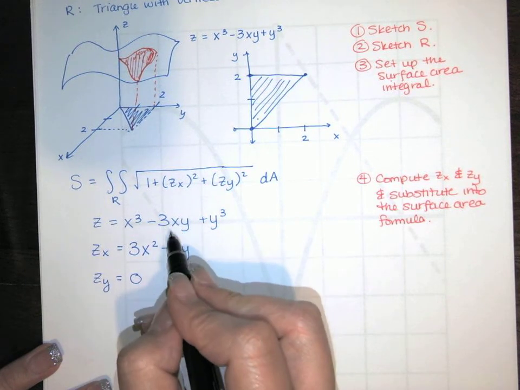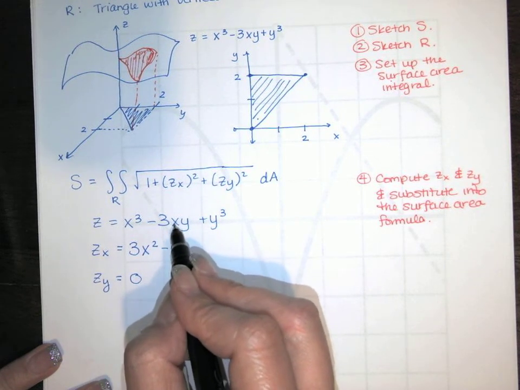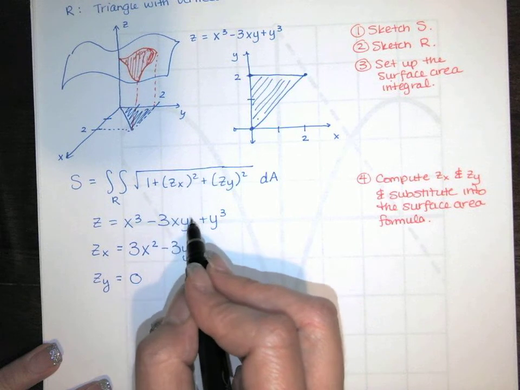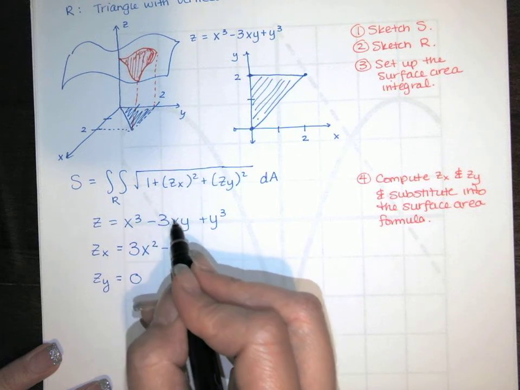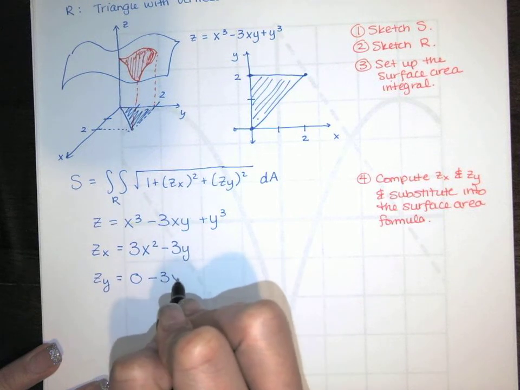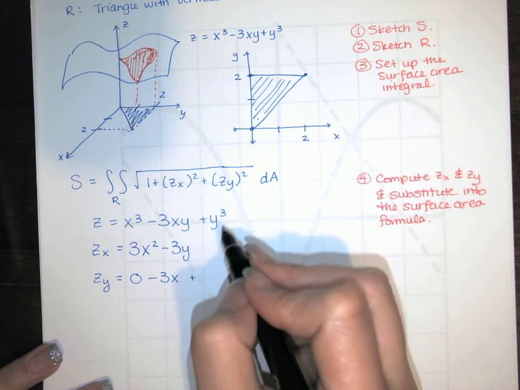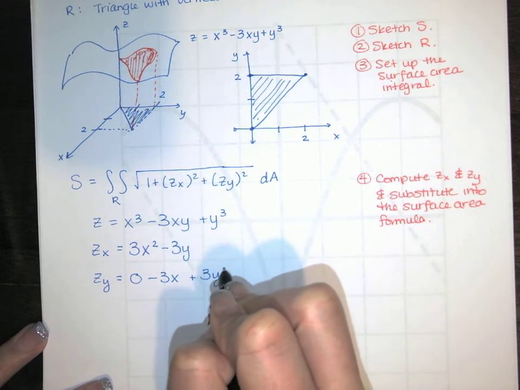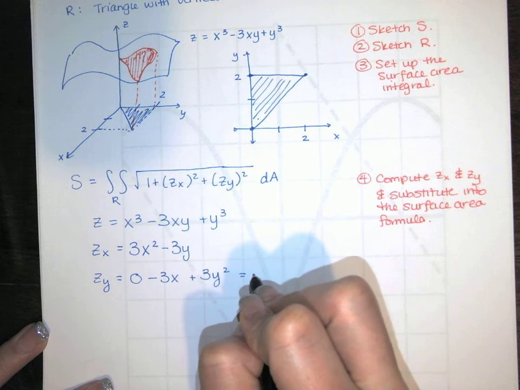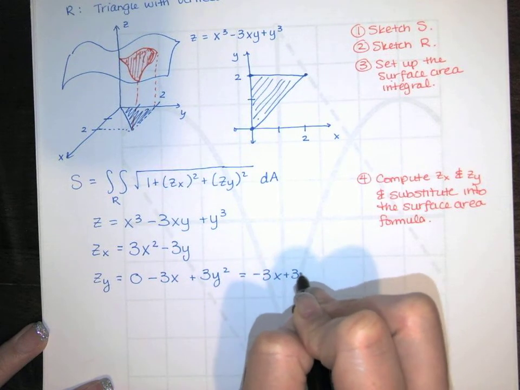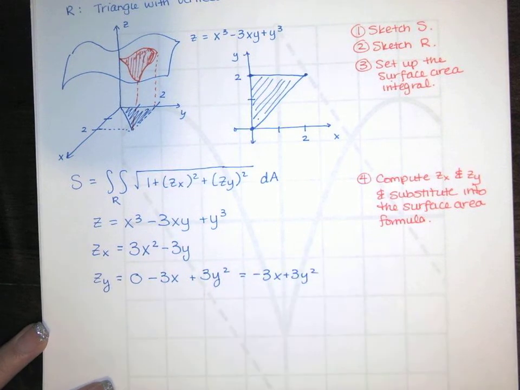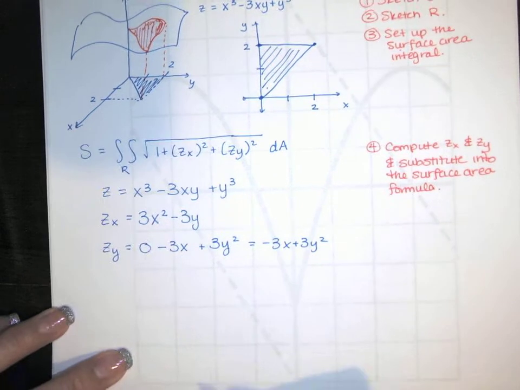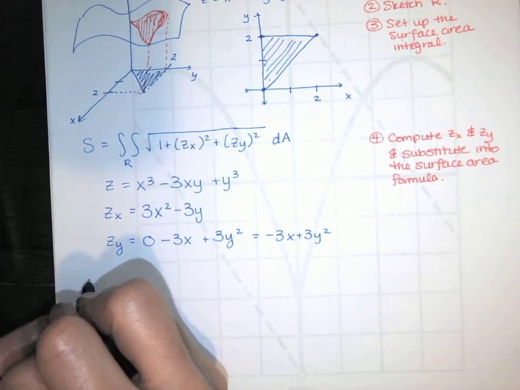And then over here, I'm thinking of x as a constant again, so this is the derivative of a constant times y. The derivative of a constant times y is just my constant. And then the derivative of y cubed with respect to y just comes from the power rule. That's 3y squared. So we could write it this way, or you could write the 3y squared minus 3x. That would work as well. So we've got the two partials now.